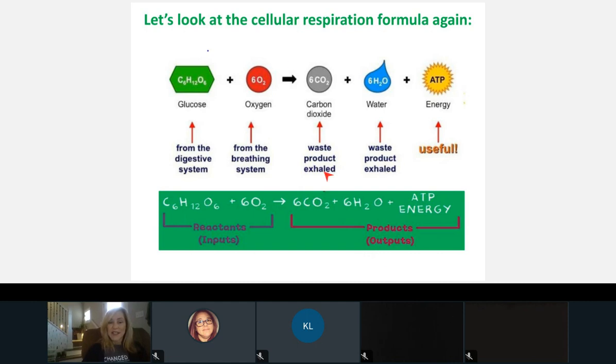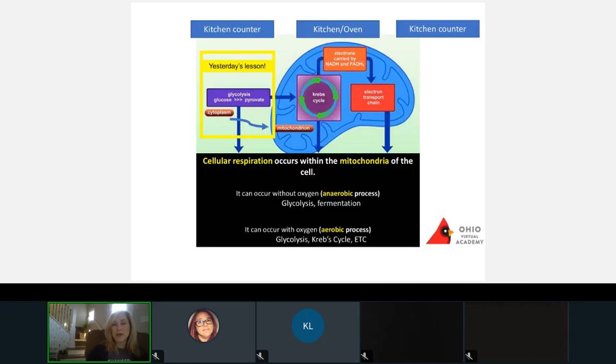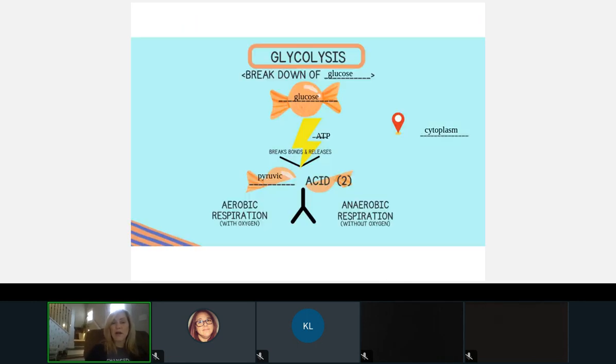Okay. So let's show off to Ms. Schmidt what we know about glycolysis. Oh, we have it all filled in. So let me get rid of these. Well, don't look. All right, we did this yesterday where we filled this in. But we talked about that glycolysis is the breakdown of glucose. And then glycolysis, the very first step of cellular respiration.